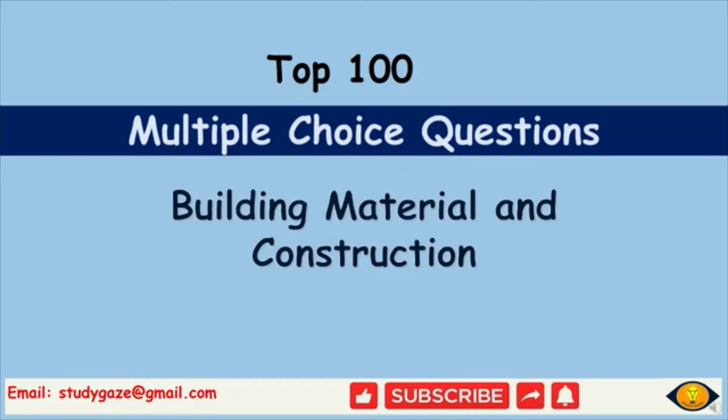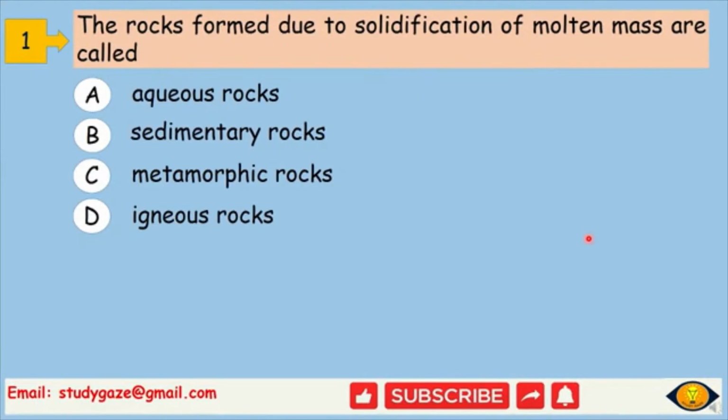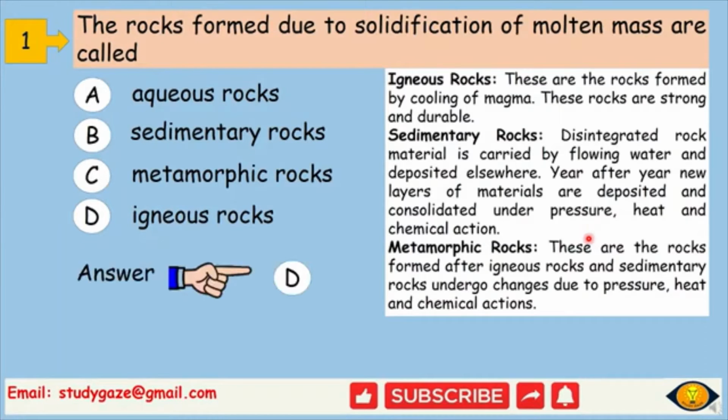Today we will discuss the top 100 multiple choice questions on building material and construction. So let's begin. Number 1. The rocks formed due to solidification of molten mass are called: aqueous rocks, sedimentary rocks, metamorphic rocks, igneous rocks. The answer is igneous rocks. These are the rocks formed by cooling of magma, and these rocks are strong and durable.